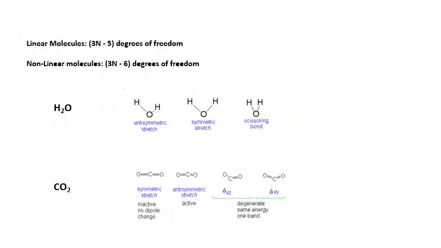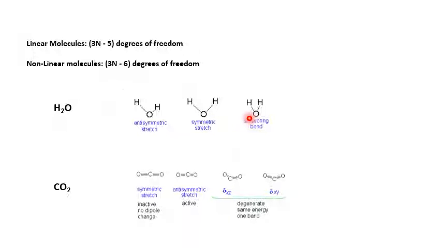Now these 3 vibrational modes are shown over here. One is the antisymmetric stretch. You can see that one of the oxygen-hydrogen bonds is stretched much more than the other. Then the symmetric stretch, where the two OH bonds are stretched to an equal extent. And the third is the bending, the scissoring bending. So the water molecule has these three kinds of vibrational modes, and all these modes are IR active.